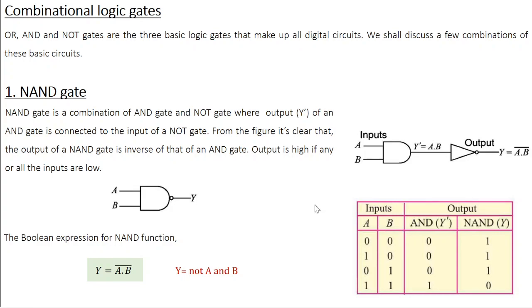The Boolean expression for the NAND function is Y equals A dot B inverse, and it's read as Y equals not A and B.